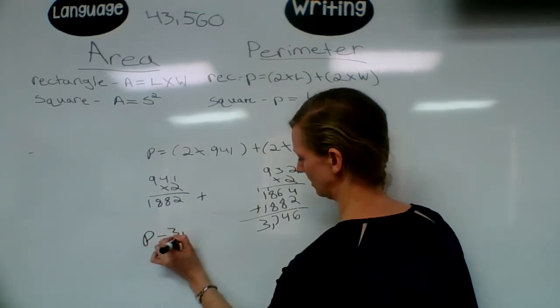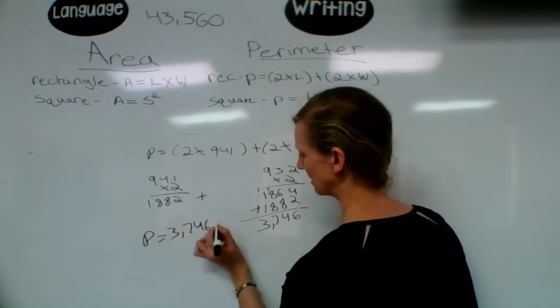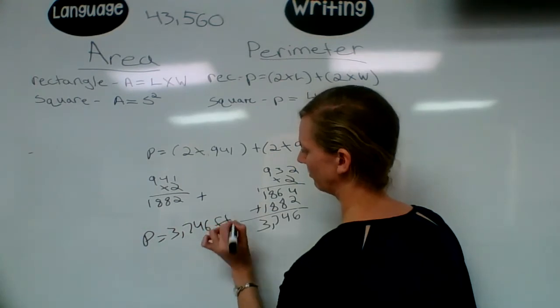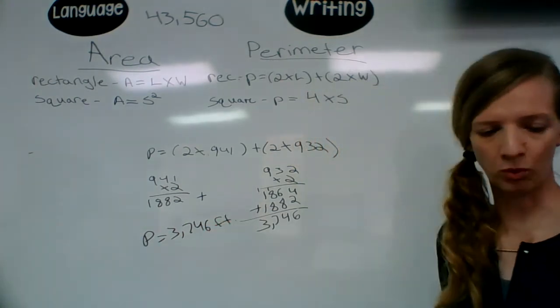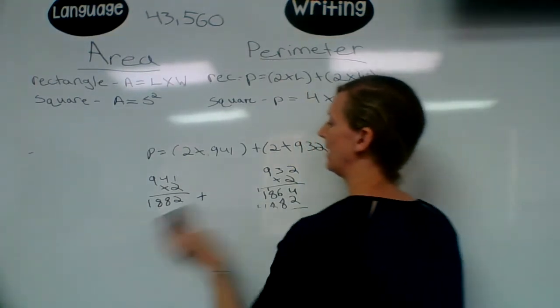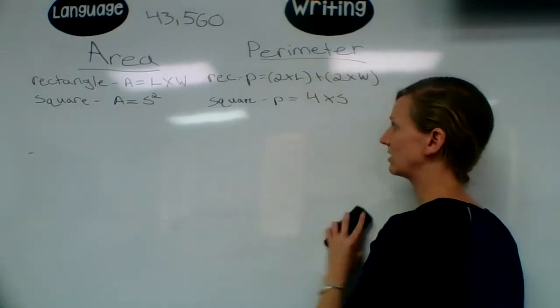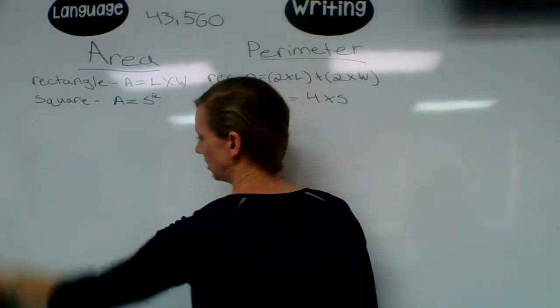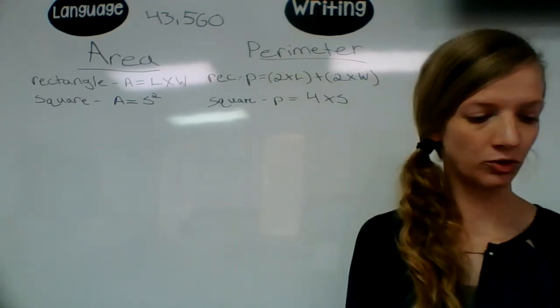P equals 3,746 feet. Don't forget to put feet because it's important what measurement you're doing. So go ahead and do the rest of that page on your own. The rest of it is all review that you should be able to do on your own. I just went ahead and went through some of that.